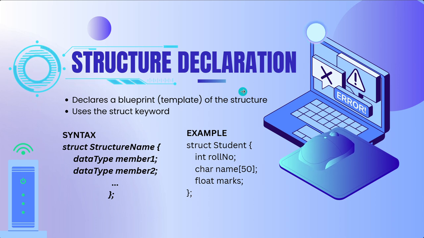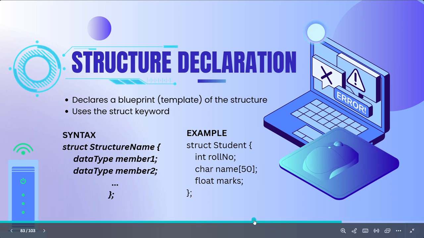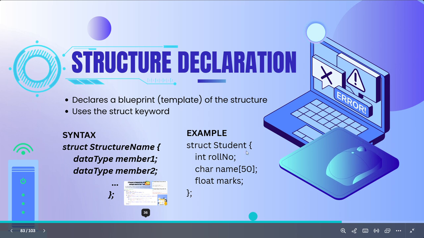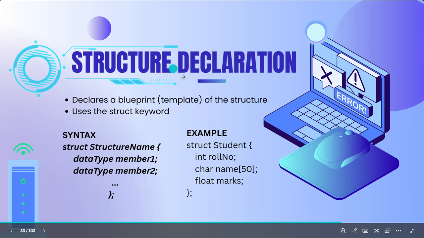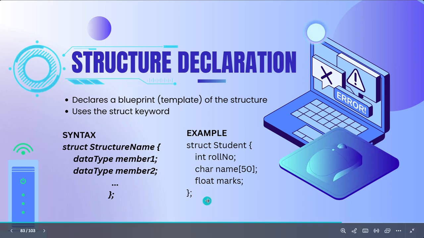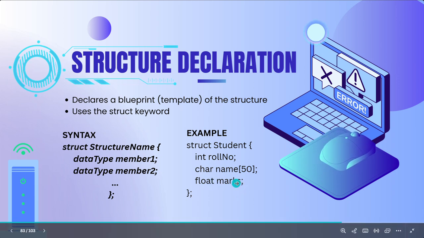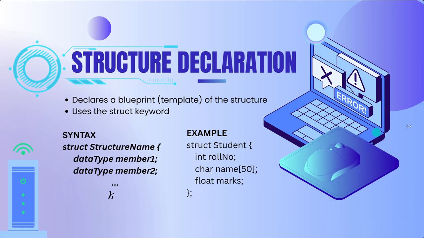We have structure declaration. I think you understood with the help of this example only, but still let's cover this topic. It declares a blueprint template of the structure and uses the struct keyword. So we use the struct keyword, the structure name, and within the block we declare different data types as members. Here struct student has roll number, char 50 name, and marks, just like this example before.